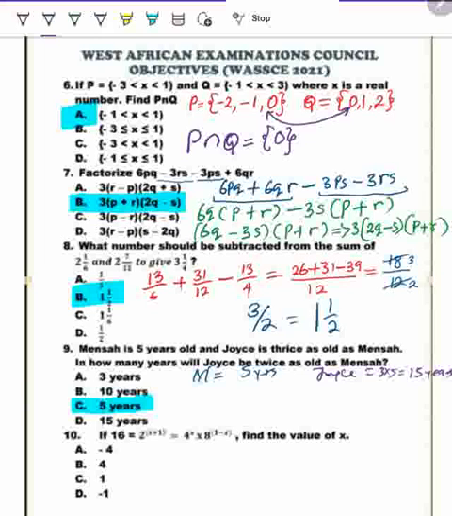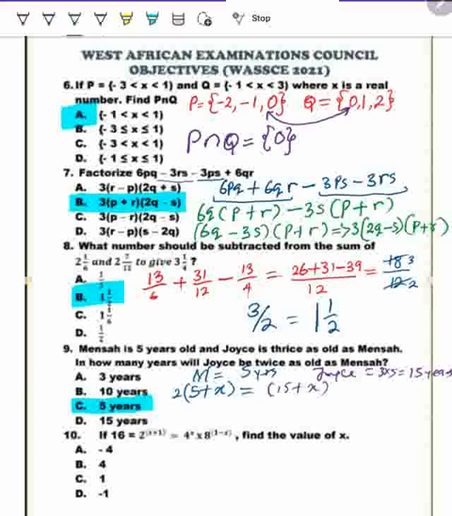So let's assume we do not know the number of years that Joyce will be twice as old as Mensah. So we are going to simply say 5 plus x, which we do not know, times 2 will be equal to Joyce's age now will be 15 plus x, right?